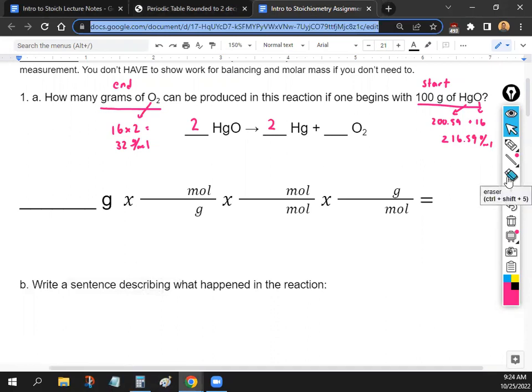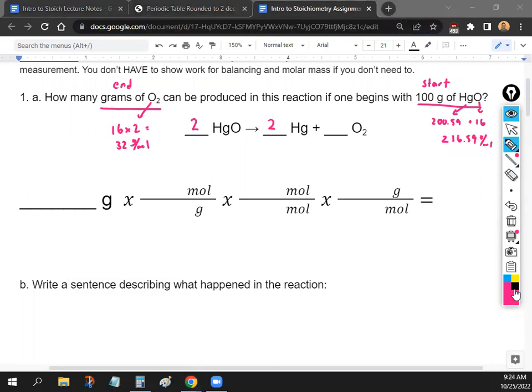Okay. All right, so let's go to the fractions now. So the first blank is going to be our starting number. So what is our starting number? Yeah, 100. So we're going to write 100. And more specifically, it's 100 grams of HgO. Okay, so we can specify that it's 100 grams of HgO.